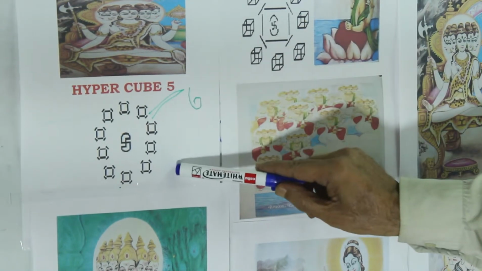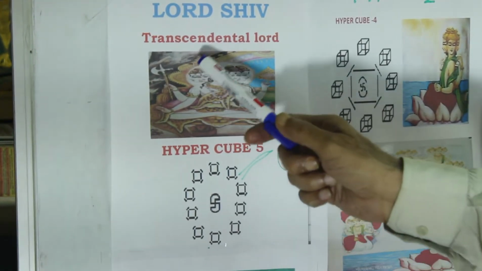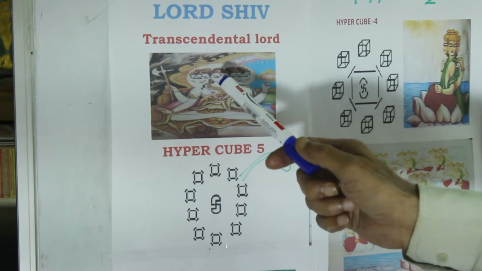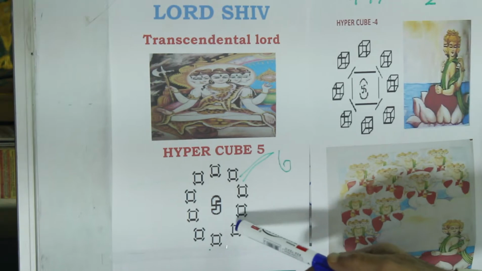So the overlord of this domain of 5-space VMST format is Lord Shiva. Lord Shiva is the transcendental Lord. Lord Shiva is a 5-head Lord, and each head is equipped with triple eyes. So it is a solid order.